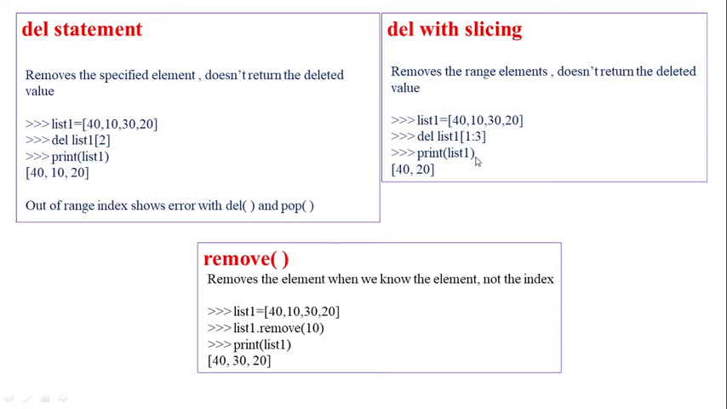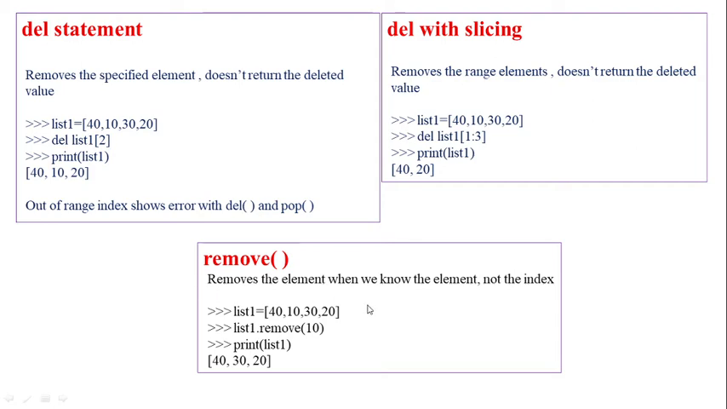So print list 1, 40 and 20 will be printed, because 10 and 30, that is the elements at index 1 and 2, will be deleted, and the remaining elements 40 and 20 will be printed. So this is how the del statement with slicing works. Hope you get it. So this is the second method of deleting an item or deleting multiple items. If you want to delete multiple items, we can make use of del with slicing. And we have seen an example as well.